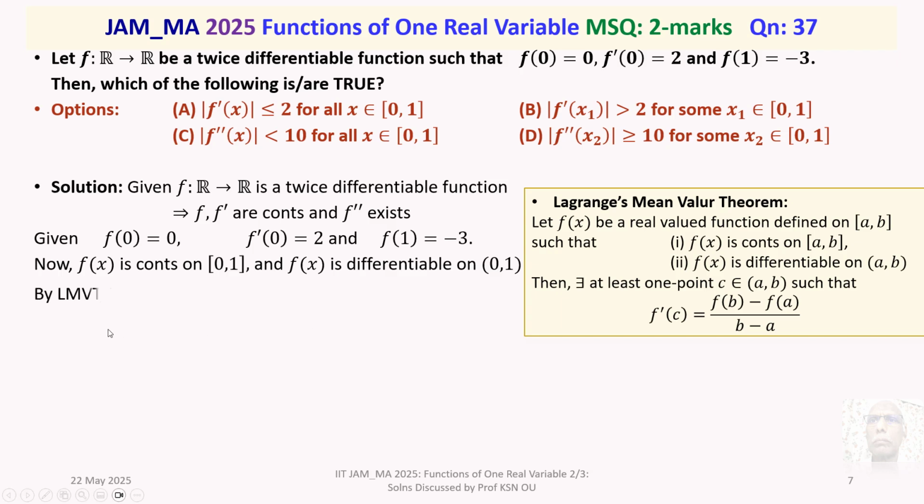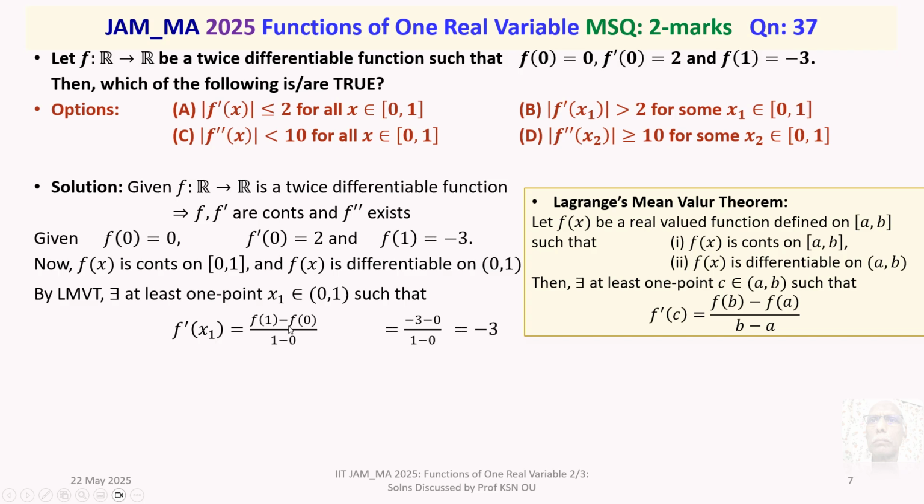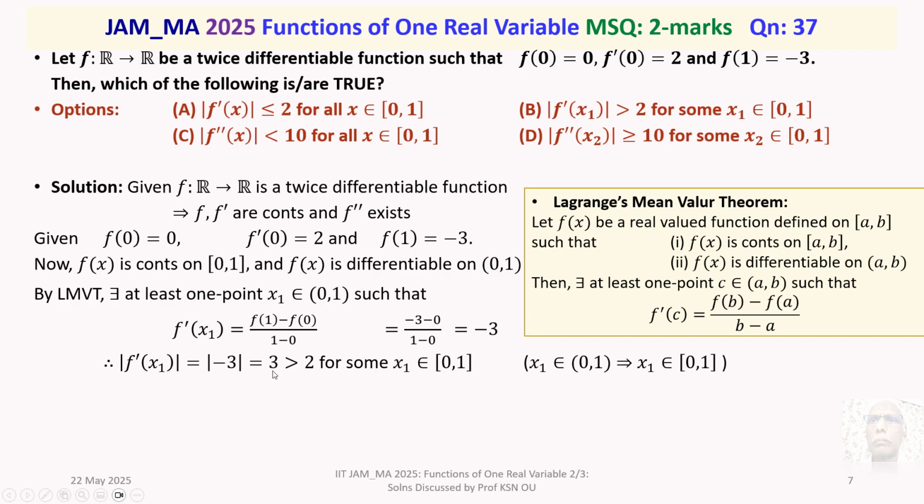Then by the Lagrange's mean value theorem, there exists at least one point x1 belonging to the open interval 0 to 1 such that f prime of x1 is equal to f of 1 minus f of 0 by 1 minus 0. Substitute the values and simplify, you will get minus 3. We want the modulus, so take the modulus. Modulus of f prime x1 is modulus of minus 3, which is equal to 3, greater than 2 for some x1 belonging to the closed interval 0 to 1.